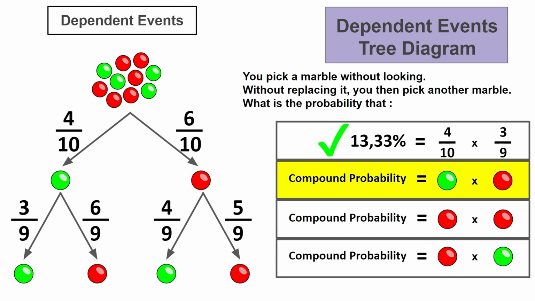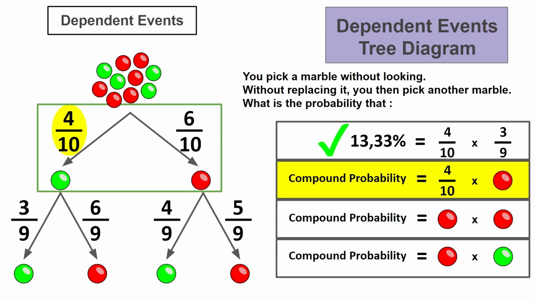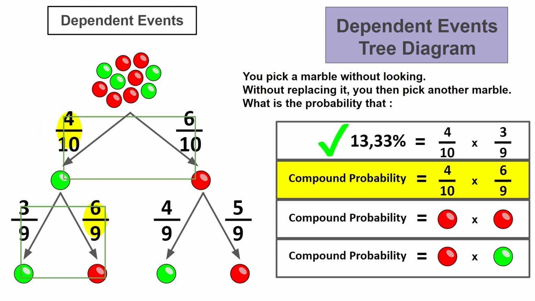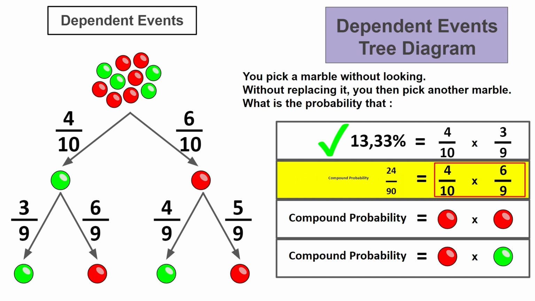And next, let's calculate the probability of picking a green marble and then picking a red marble. Now, in the first event, the probability of picking a green marble is 4 out of 10. And in the second event, the probability of picking a red marble is 6 out of 9. And 4 out of 10 multiplied by 6/9 equals 24 out of 90, or 26.67%, which is the probability of picking a green marble, not replacing it, and then picking a red marble.